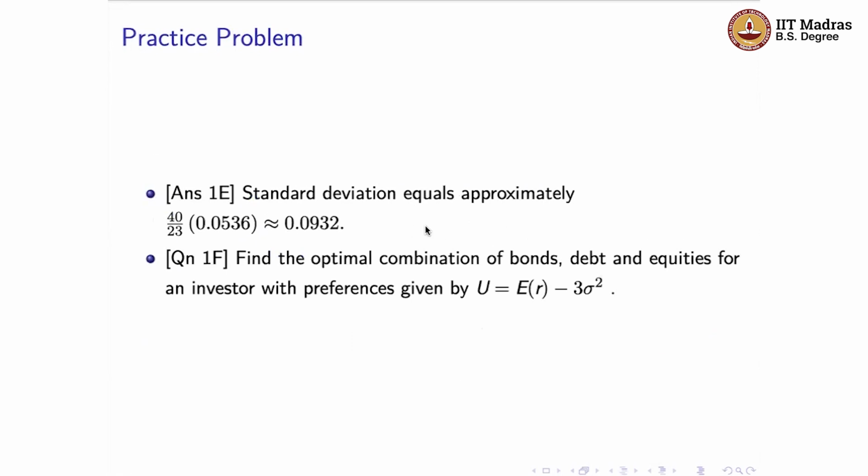Okay, so final question in this line. What's the optimal combination of bonds, debt, and equities for an investor whose preferences are given by U equal to expectation of R minus 3 sigma square? Here we need to basically figure out two things. One is what is the capital allocation line slope, and what is this indifference curve's slope going to be, and then equate the two. This is our usual optimality condition.